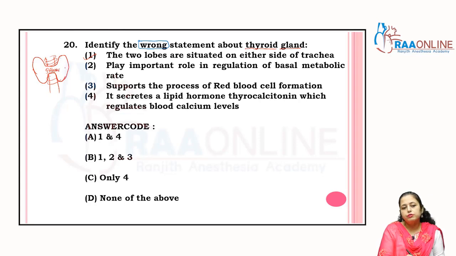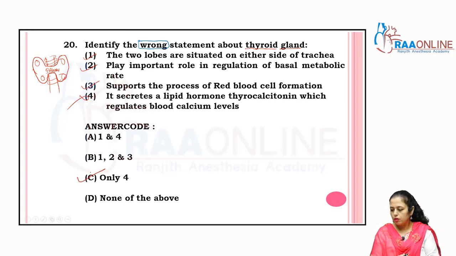And on the posterior portion of the thyroid gland, parathyroid glands are situated, in these follicles, right? They play an important role in regulation of basal metabolic rate, right? Supports the process of RBC formation, it helps in erythropoiesis, right? It secretes a lipid hormone, thyrocalcitonin. Thyrocalcitonin is not a lipid hormone, right? It is wrong. So the wrong statement is only 4, answer is C, clear?